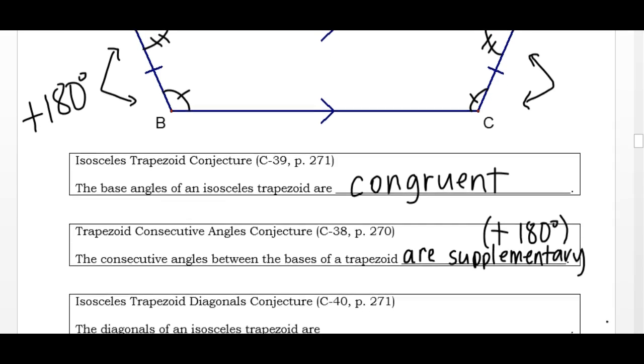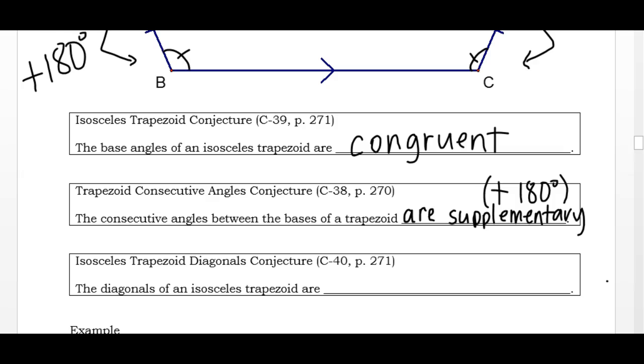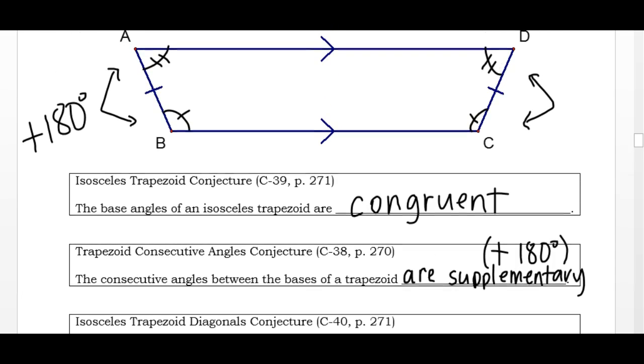I have one more here. It says the diagonals of an isosceles trapezoid are blank. So I'm going to scroll up and I'm going to add some diagonals. Diagonals would be straight segments connecting D to B or A to C.